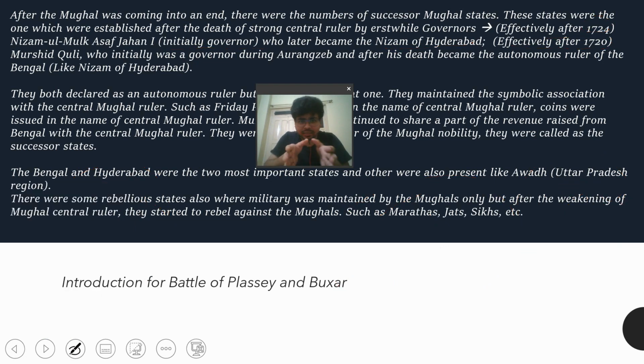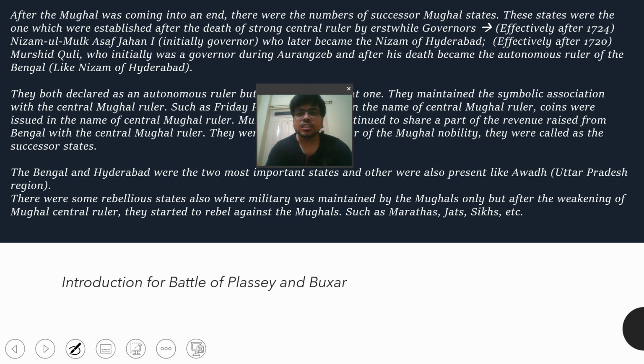So this story is building up for the Battle of Plassey and Buxar. Why is this important? It is important because of how the governorship is changing and how the deterioration of the Mughals will come, and that is why the British will get involved in the fights. Whatever I am discussing right now is building a platform for the Battle of Plassey and Buxar.